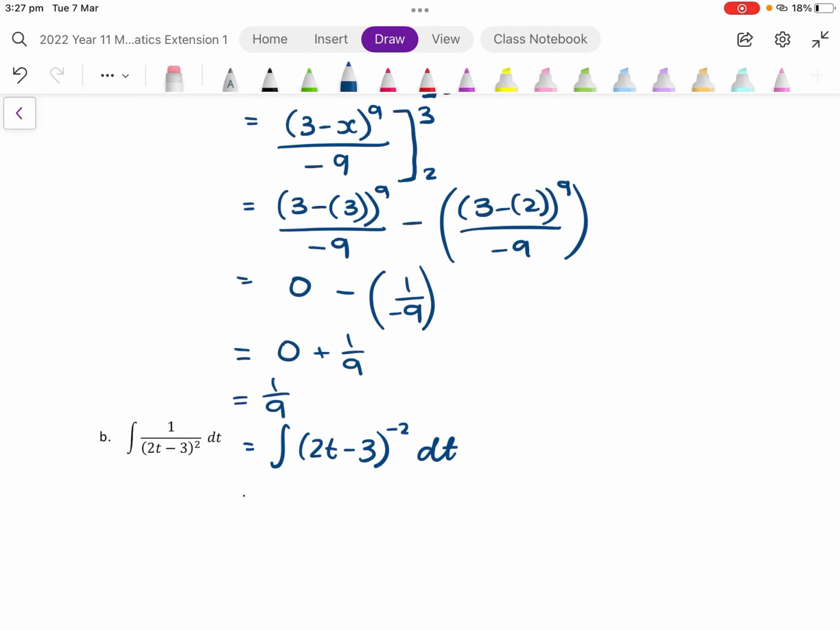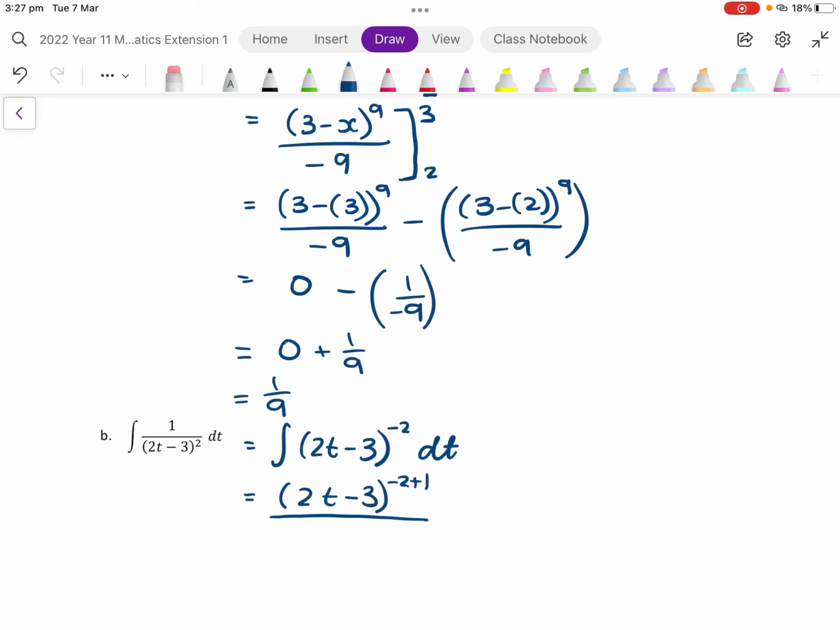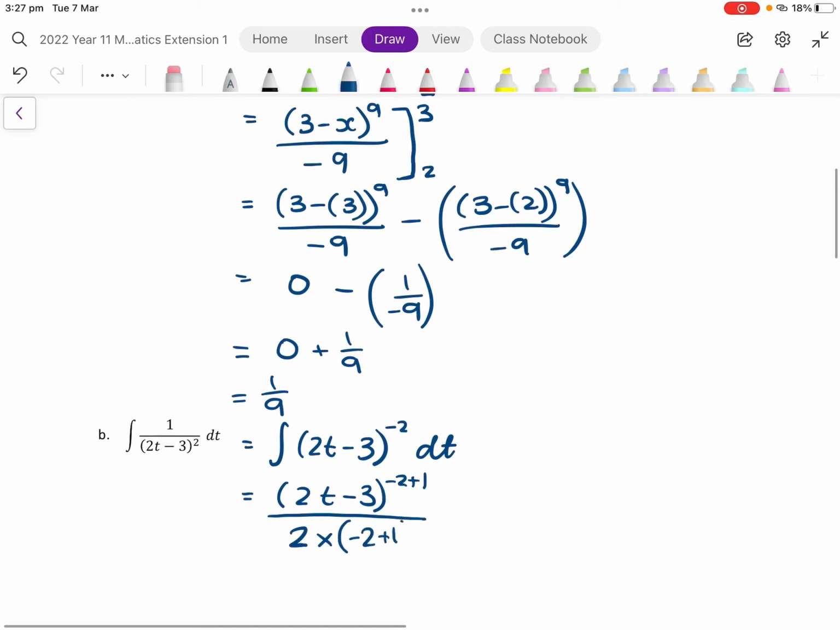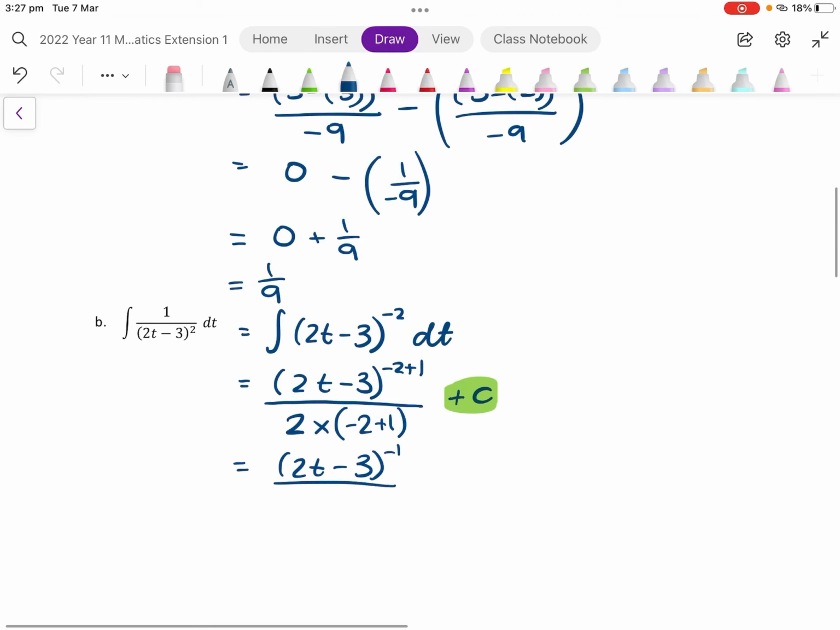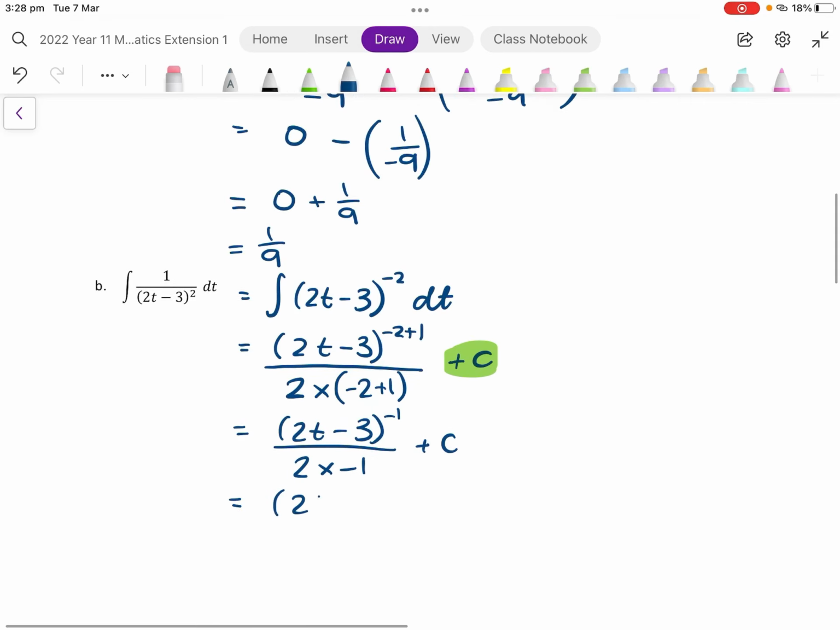When we integrate this, we write our bracket on the top, 2t minus 3. We add 1 to our power, and then divide by the derivative of our bracket, which is 2, times our power of minus 2 plus 1. Because we don't have values to substitute in, we have to remember to add our c on the end. So we will have 2t minus 3 to the power of negative 1 all over 2 times minus 1, plus c. So this is equal to 2t minus 3 to the power of negative 1 plus c all over negative 2.